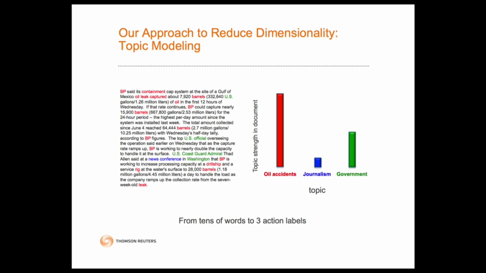So our LDA models, when trained on news, were able to identify that words highlighted here in green are associated with the government topic, words in blue are in the journalism cluster, and words in red are in the oil accidents cluster. Once you get these clusters of words, you can then score a news story on what percentage of each topic is present in it.